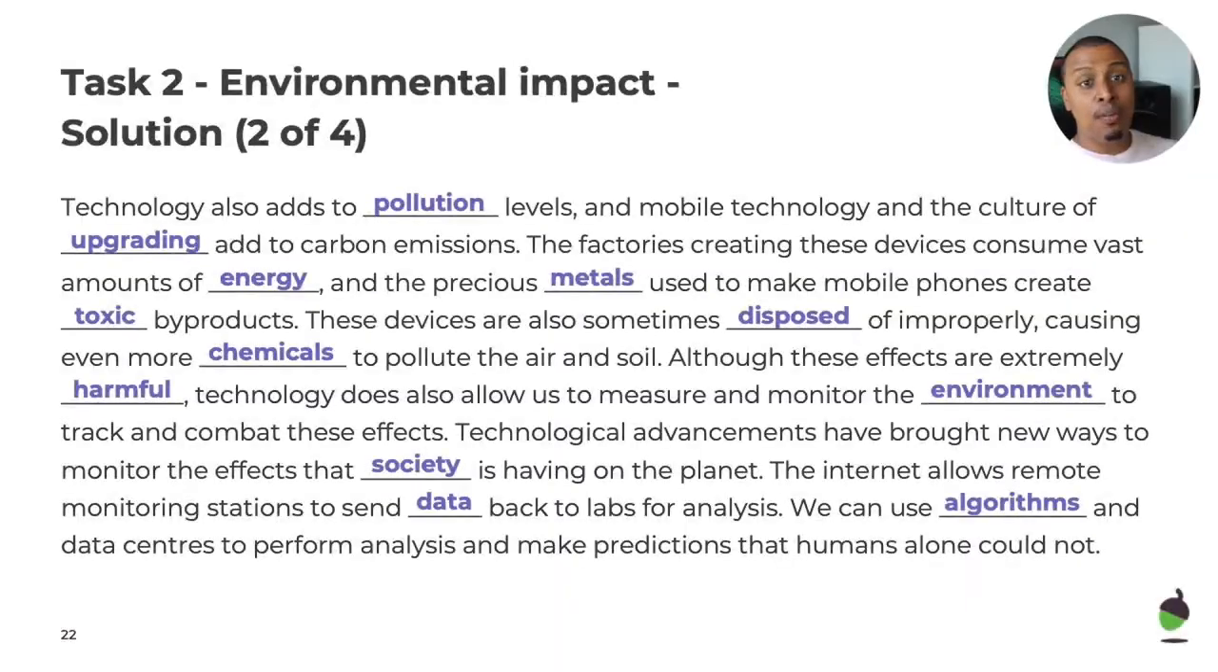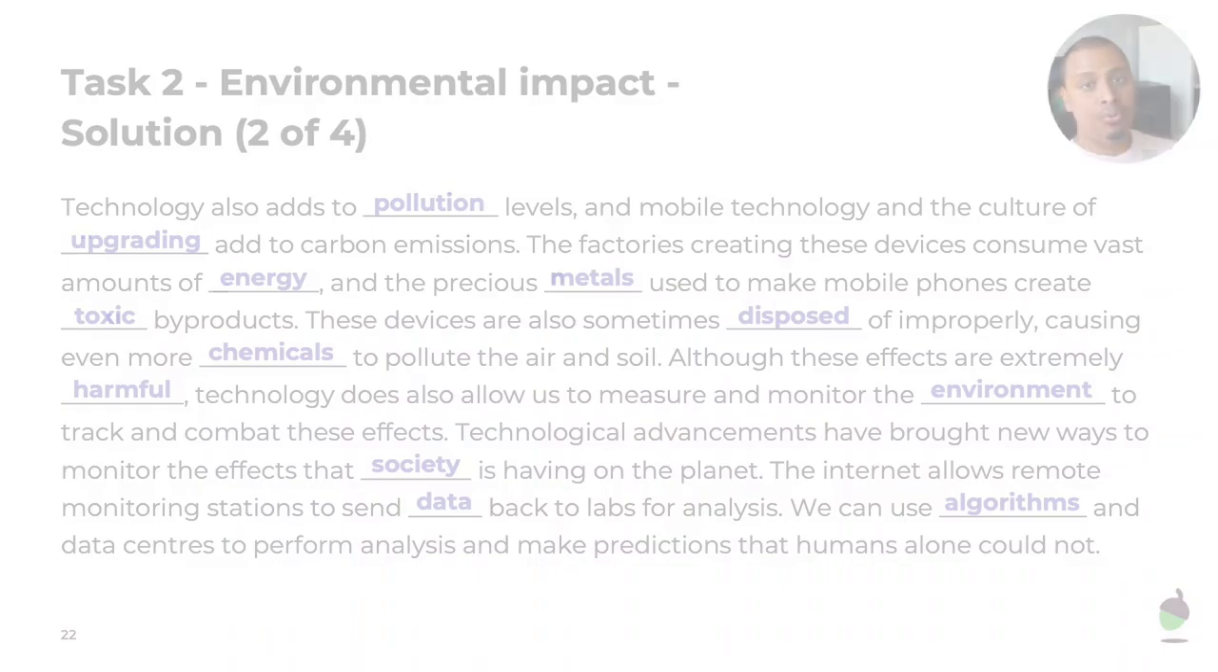Technology also leads to pollution levels, and mobile technology and the culture of upgrading add to carbon emissions. The factories creating these devices consume vast amounts of energy, and the precious metals used to make mobile phones create toxic byproducts. These devices are sometimes disposed of improperly, causing even more chemicals to pollute the air and the soil.